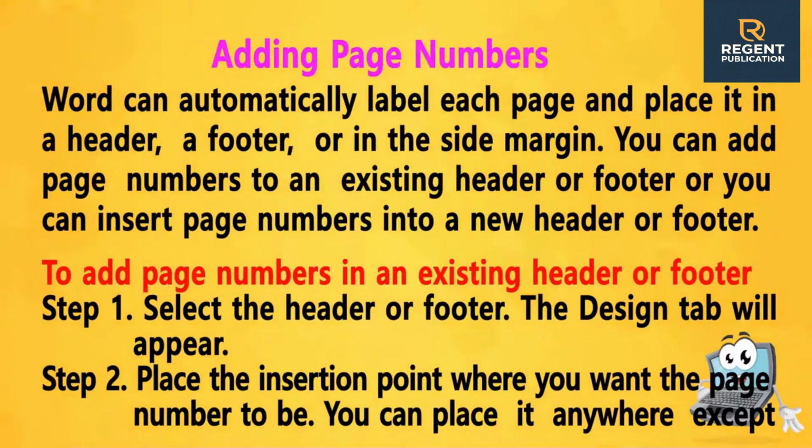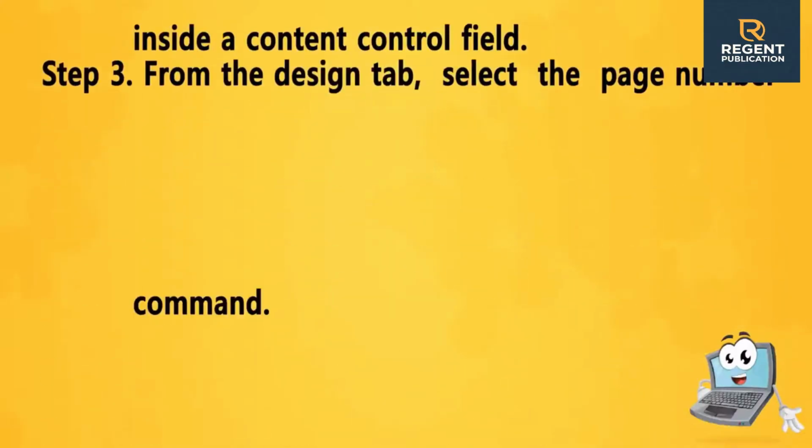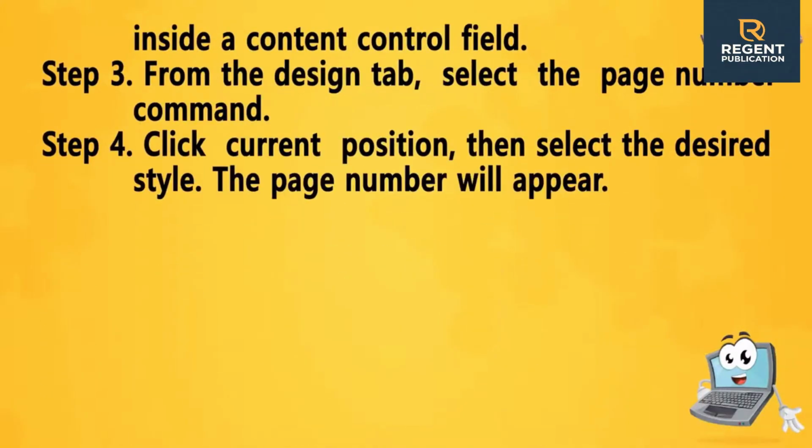Step 2. Place the insertion point where you want the page number to be. You can place it anywhere except inside a content control field. Step 3. From the Design tab, select the page number command. Step 4. Click Current Position, then select the desired style. The page number will appear.